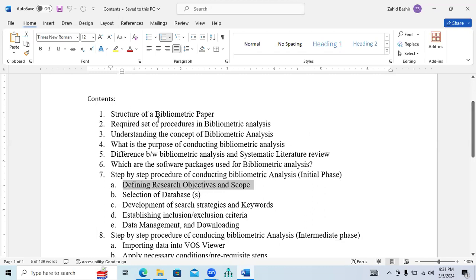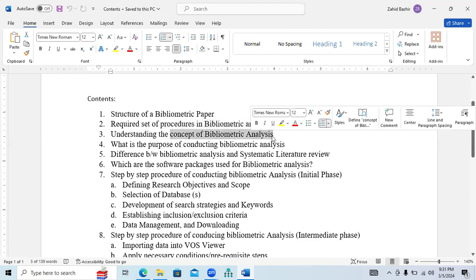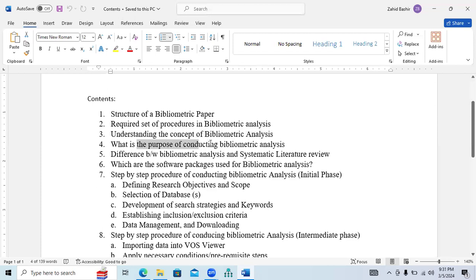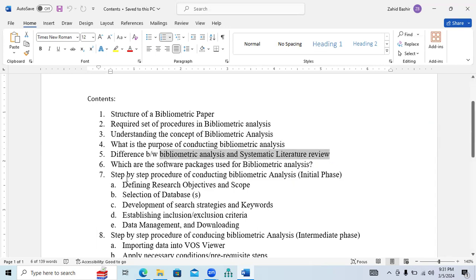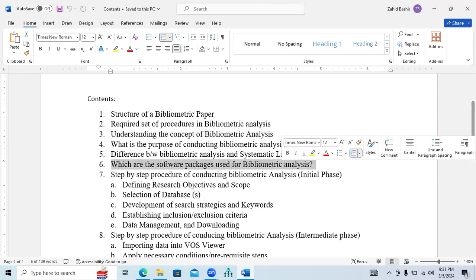First of all, I would like to discuss the structure of the paper, then the required procedure for the bibliometric analysis, then what is the concept of bibliometric analysis, what is the purpose of conducting bibliometric analysis, and the difference between bibliometric analysis and systematic literature review, because most people are still confused regarding these two concepts. So, which software packages are available for bibliometric analysis?